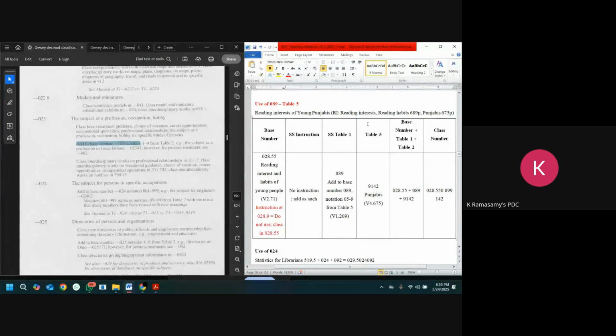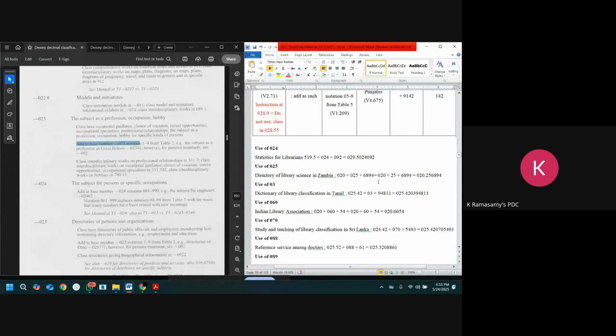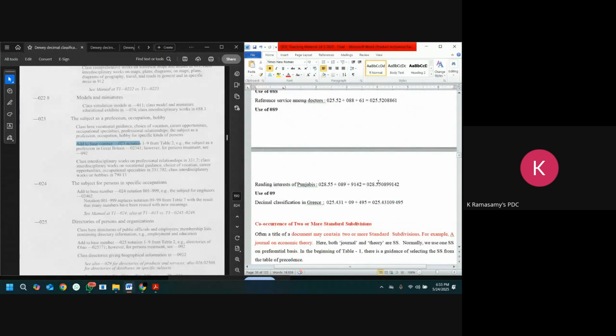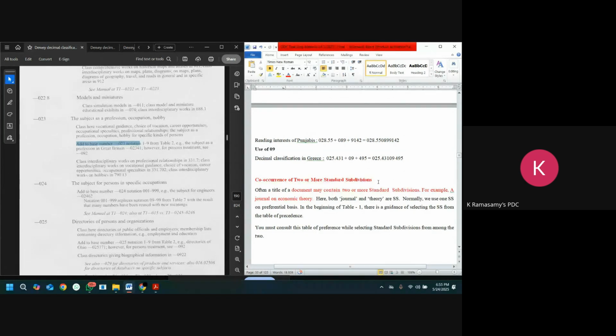And these are a few other examples. You can take number from table 5. You can add it to 089. Okay, fine. And you can take number from 03, 060, 070, all this possible. What I want to say is that you take any standard subdivision, the standard subdivision can be used as such and can be added to DDC number. If there is a possibility of extending standard subdivision, you can extend it using any of the tables or any of the schedule number, and that number also can be attached to the DDC number. That is what I want to explain.